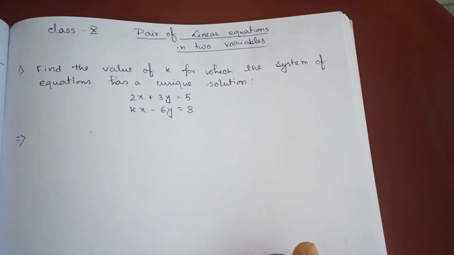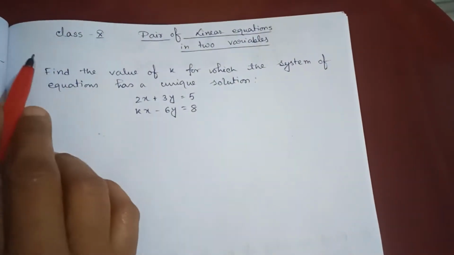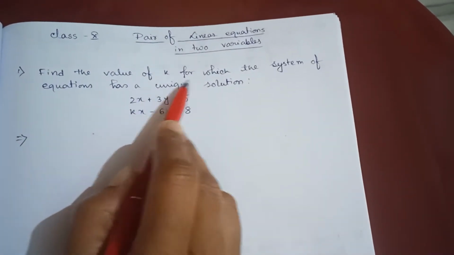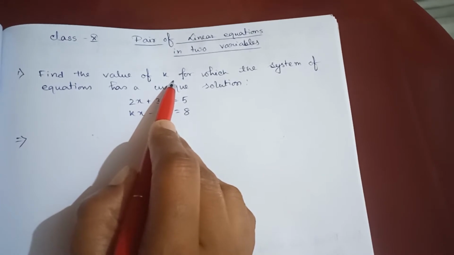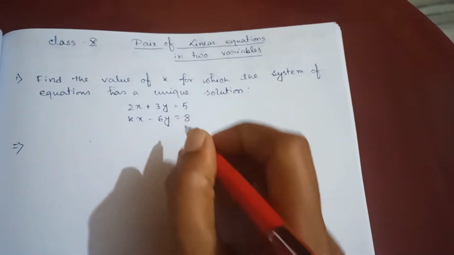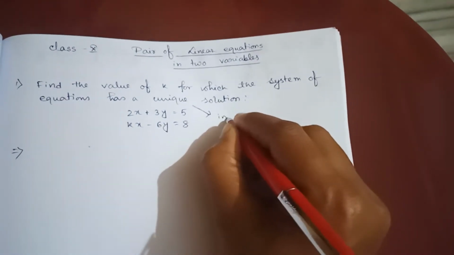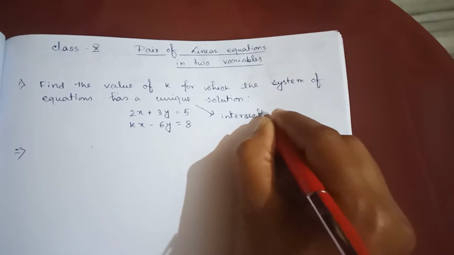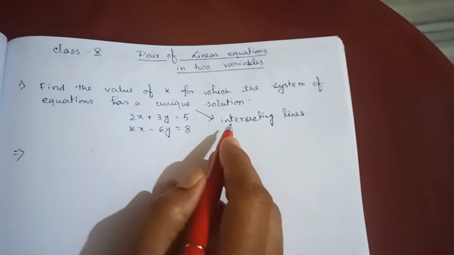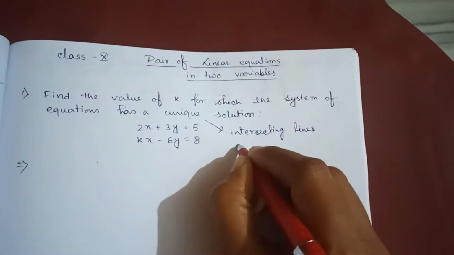So I have chosen some questions, which are obviously of different types. This is my first question that I have chosen for you. Find the value of k, where k is an unknown constant, for which the system of equations has a unique solution. Now everybody knows that unique means intersecting lines we will be getting. Okay, intersecting lines obviously, and for a unique solution, this particular condition we have got. This is obviously consistent.